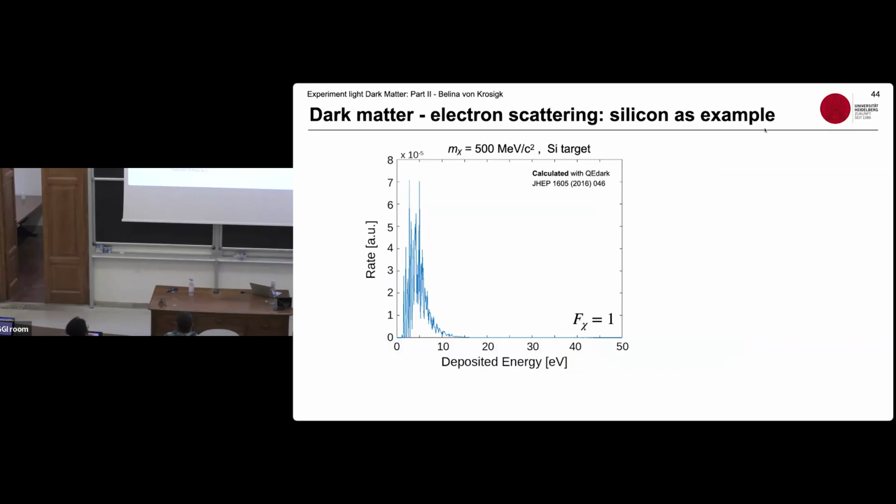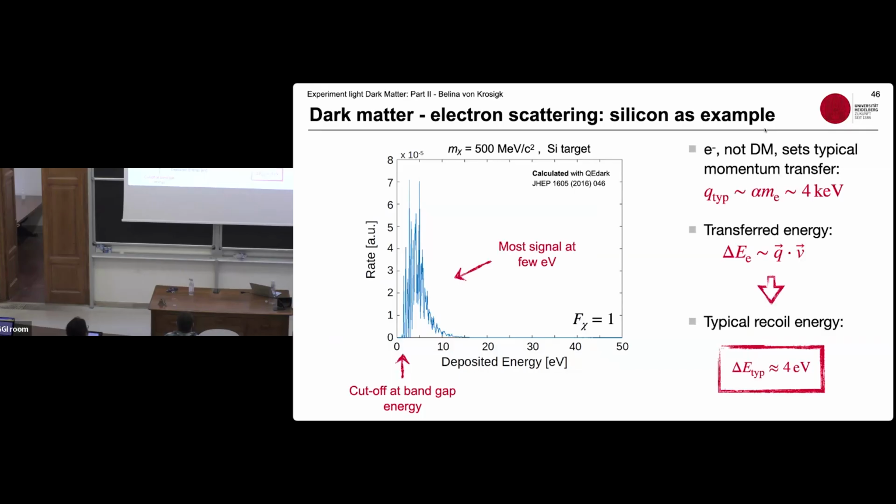So, why do we end up around the eV scale in general? It's a good question. Why is it not getting higher and higher in this direction? Actually, this is a little bit misleading, I should say.